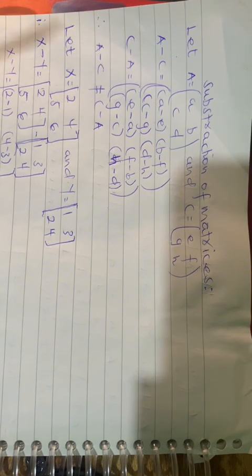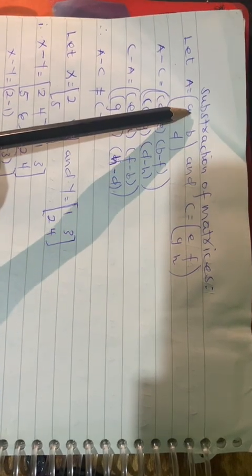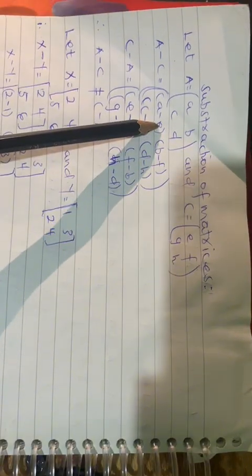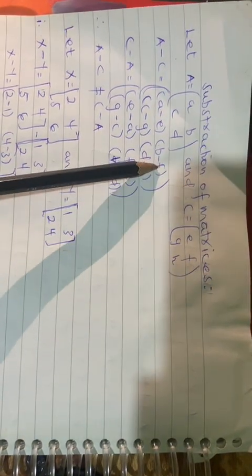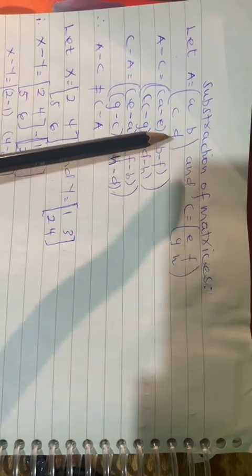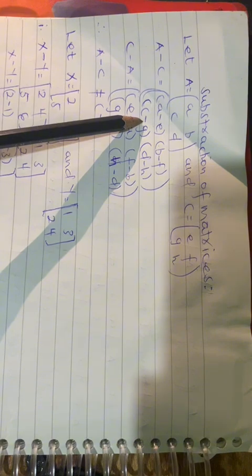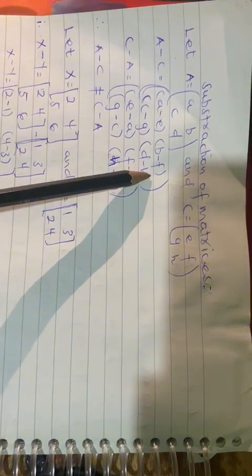So A minus C here, we subtract corresponding components. So this is A minus what? E, which is this. Then you have B minus F, which is this. And we have C minus G, which is this. And we have D minus H, which is this.